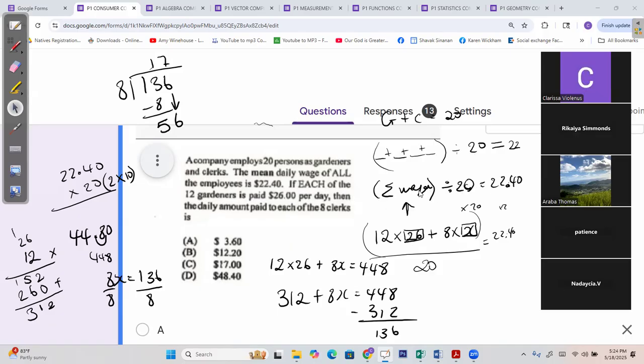But we have to understand that the wages are for two different groups. What are the two different groups? The gardeners, because this is the gardeners, and this was the clerks. So that's where we end up multiplying because they got 12 clerks. Instead of adding 26 twelve times, we just say 12 times 26. And then we know they got 8 gardeners, and we don't know the gardeners' salary or wage. So that's where we represent it with X. And that's what they ask us to find. So that's the value we're going to transpose to locate.